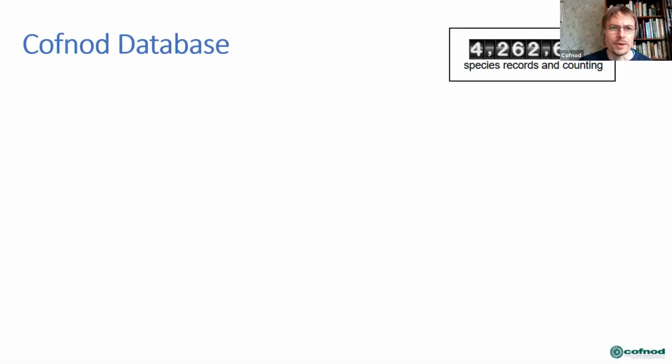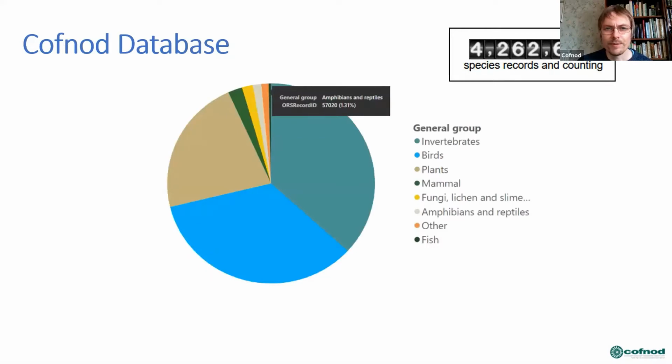Okay, Cofnod database. This is part of Ashling's presentation, so I won't be able to do it justice, but I'm sure I'll try and cover the main bases. Well, we've got over 4 million records in total, 4 million biological records. That's a fair amount of records, really, just for North Wales. And reptiles only form quite a small proportion of that. There's only 1.3% of our records are reptiles and amphibians.